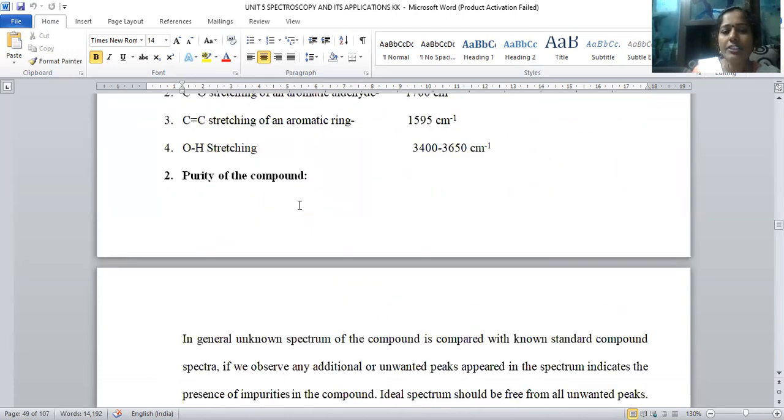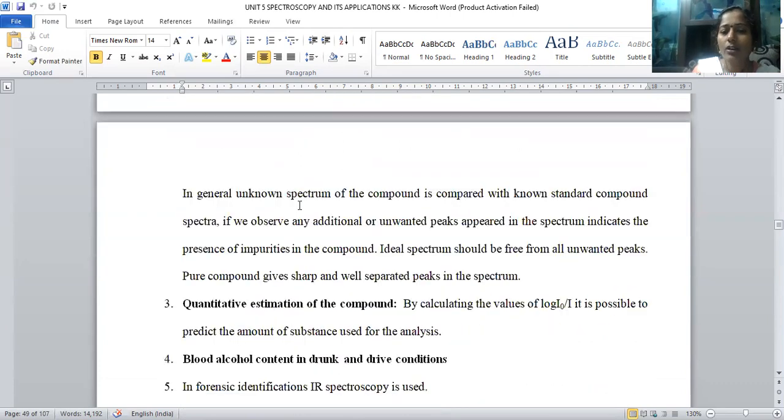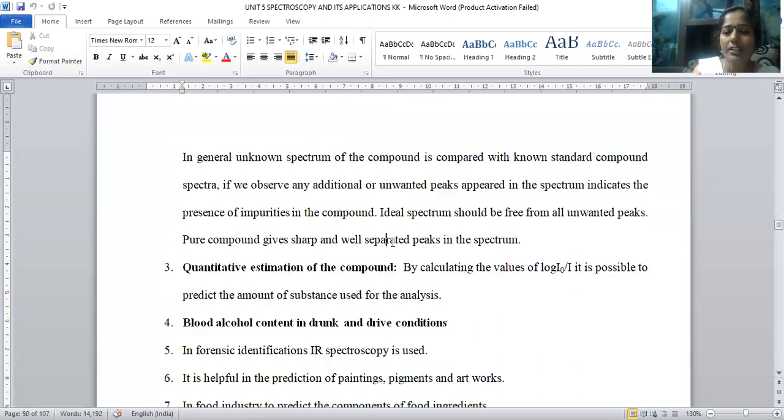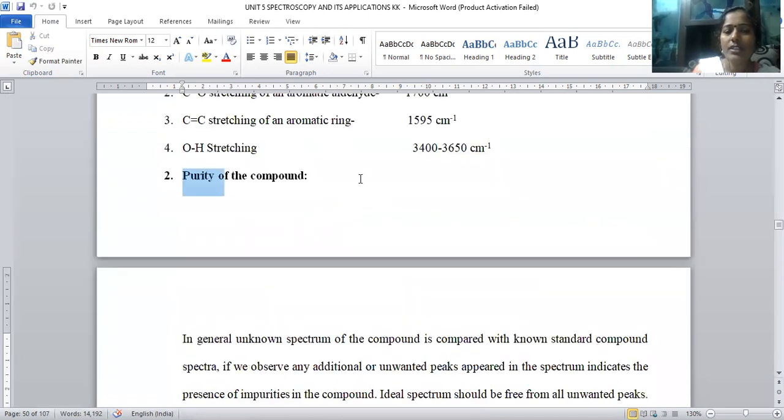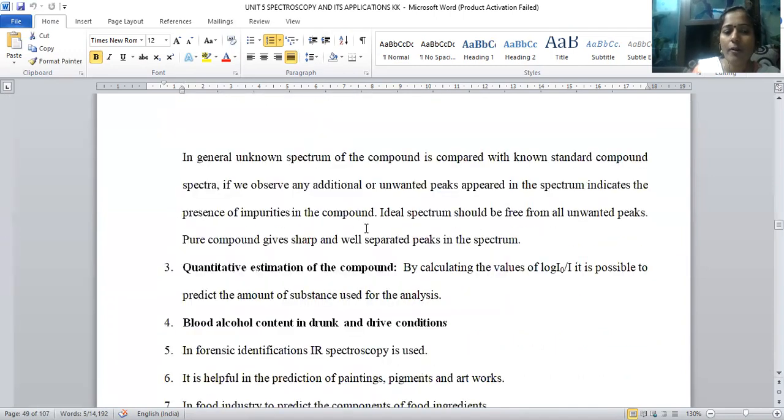Next is the determination of purity of the compound. How can we determine the purity? If we observe any additional or undesirable peaks, it indicates that the given compound is contaminated with some impurities. If well-defined, sharp, distinguished peaks are present, whatever is required for us, then the compound is said to be highly pure. In this way, by using infrared spectroscopy, we can distinguish whether the compound is pure or contaminated.